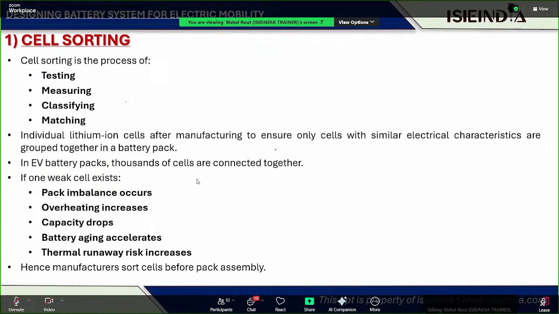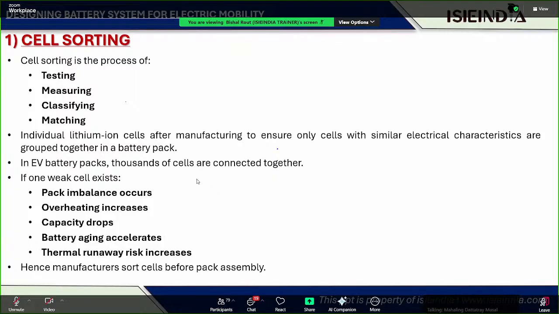Now the question comes, sir, why is cell sorting necessary? In EV battery packs, hundreds or thousands of cells are connected together. Imagine if one weak cell exists among the strong cells, the entire pack configuration is affected. Think of a relay race team: if 9 runners are fast but 1 runs slow, the entire team's performance will be limited by the weakest runner. That is how the battery pack behaves, similarly, right?